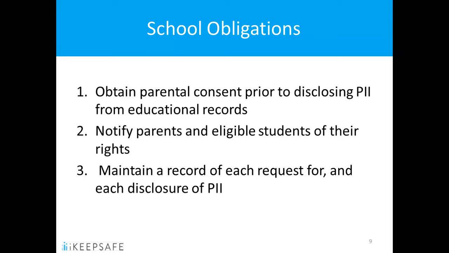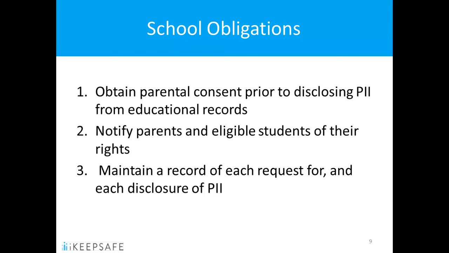Moving on to school obligations. FERPA places certain obligations on the school. First, FERPA requires schools to obtain parental consent prior to disclosing PII from students' education records. The consent must be written and must be signed and dated by the parent. It must also specify the records to be disclosed, the purpose of the disclosure, and the parties to whom it's disclosed.